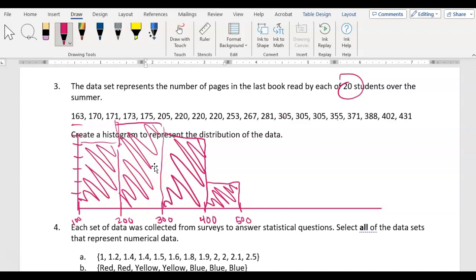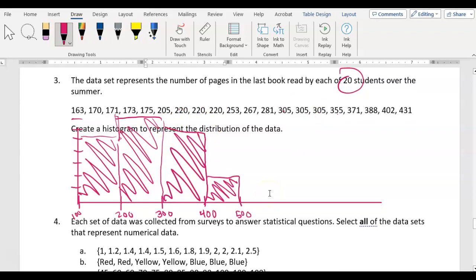You could have broken this up into maybe 150 to 200, 200 to 250, 250 to 300, 300 to 350. You can decide how you want to break it up depending on how you want to show the data. 100 seemed pretty easy to do for this section of data. And then again, you just want to make sure that your totals add up to equal the number of data sets that you have. In this case, we have 20 in our data set.